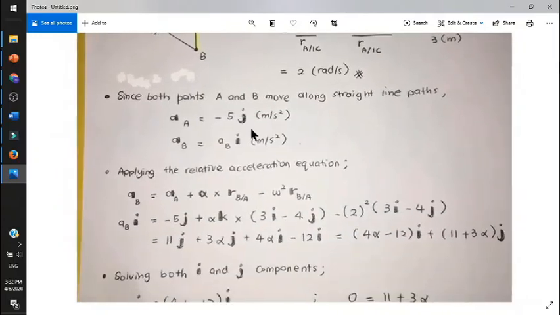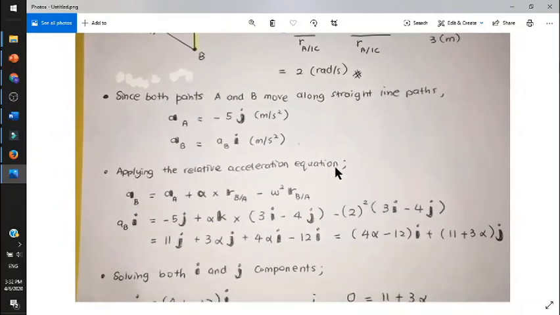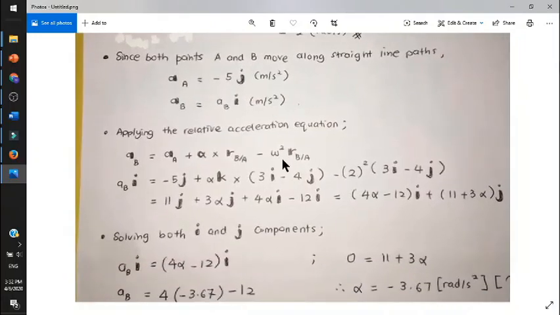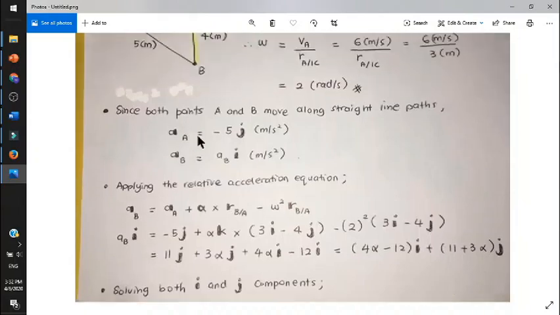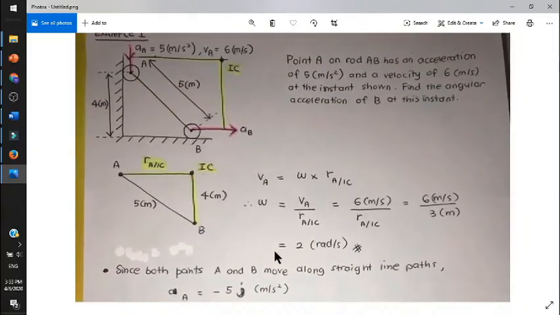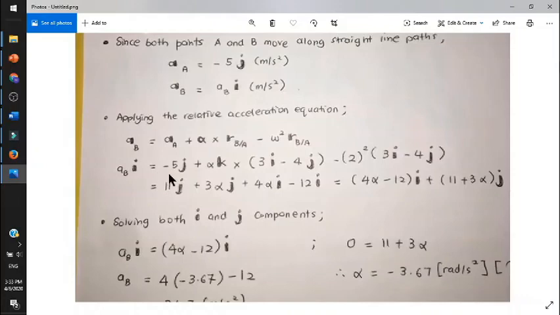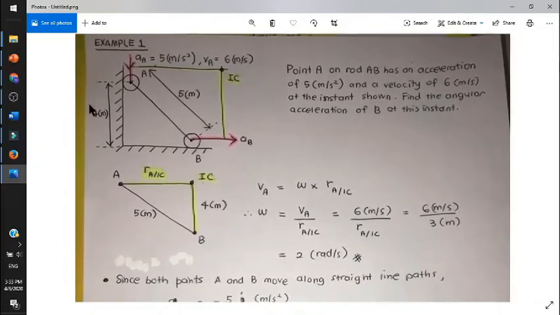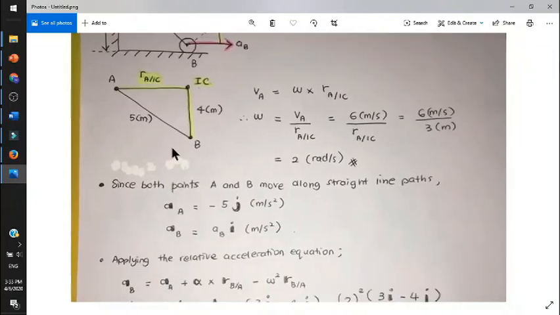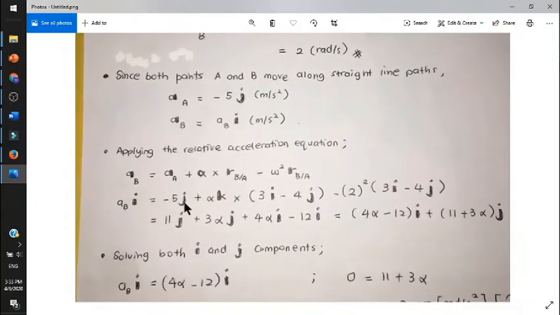Alright. So now applying the relative acceleration equation, which you already learned in the slide: AB equal to AA plus alpha times RBA minus omega squared RBA. Here is omega A. Just substitute the values that you already found. ABI, because it doesn't have a J component, only an I component, equal to negative 5J, because for A, there is no I component, only a J component, and it's downward, so negative 5J.